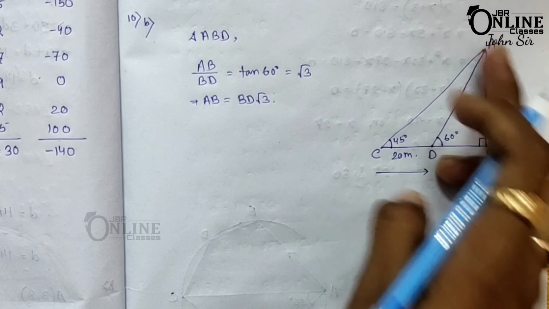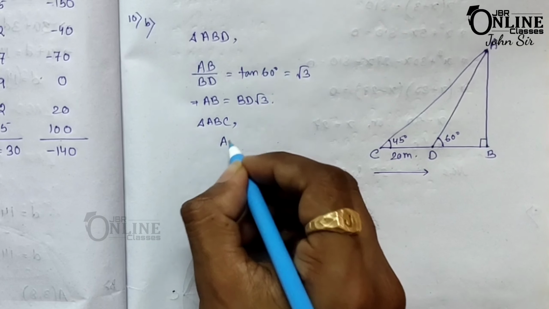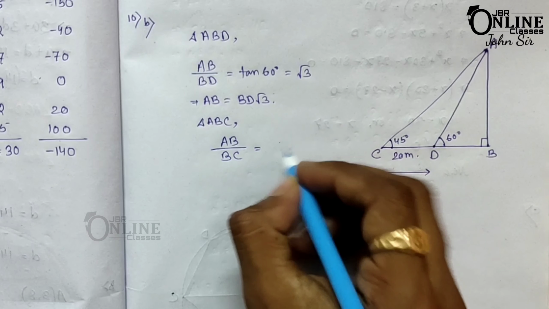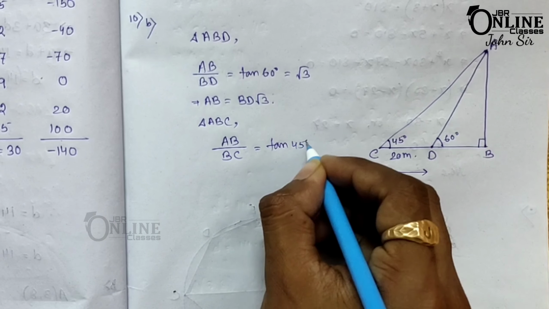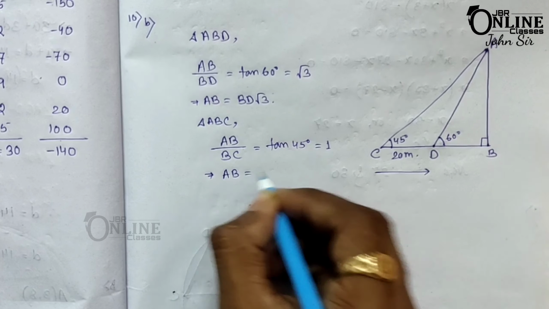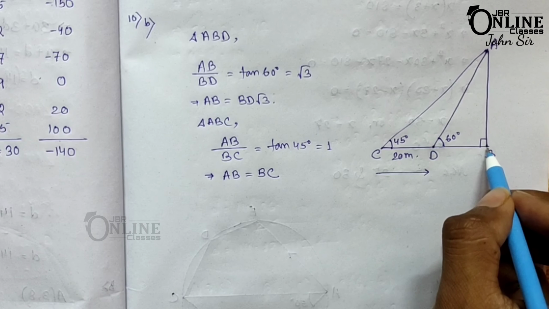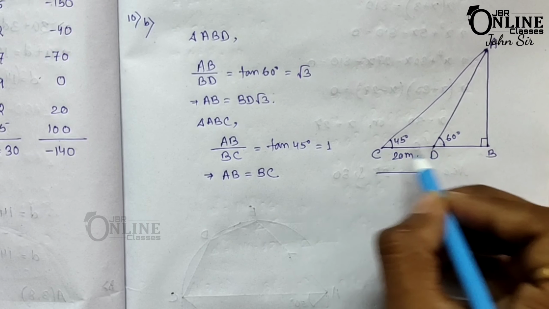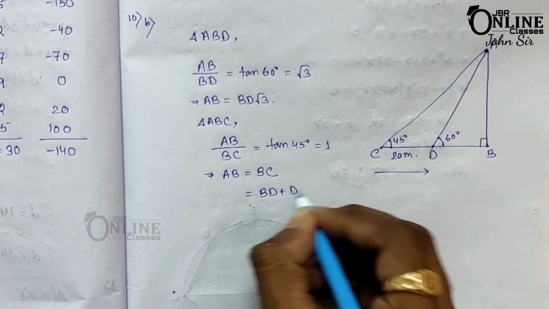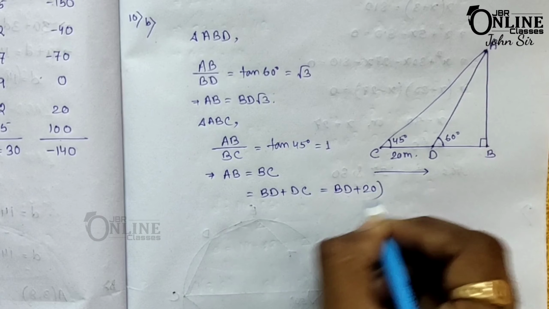Now the next triangle, ABC. From triangle ABC, same thing, AB by BC, that means height by base, equals tan 45 degrees. Now what is the value of tan 45? That equals 1. So easily you can write AB equals BC. Clear? Now here BC means BD plus DC. Okay, so BC means BD plus DC, and you know the value of DC is 20, that means BD plus 20.